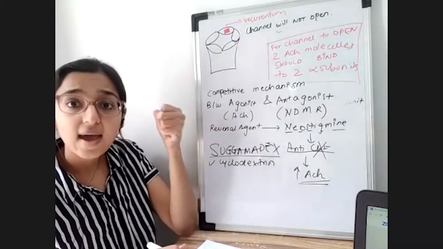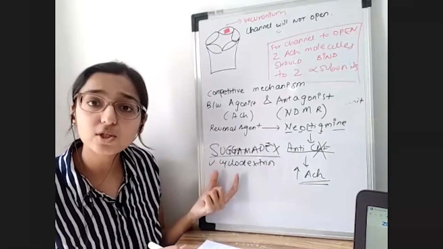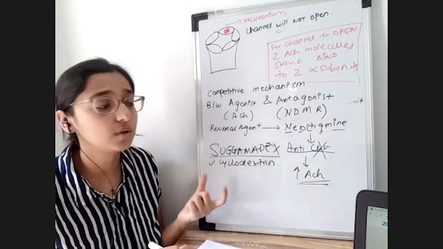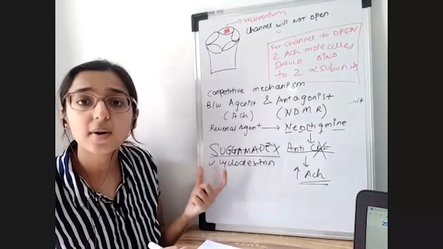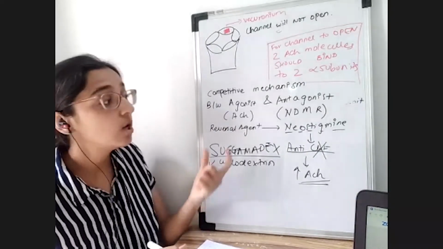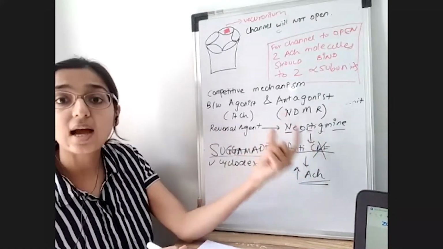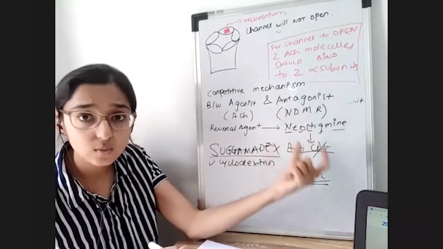All right. Hence, Sugamadex can be used immediately after inducing a case also, or when you've just given a relaxant to the patient. Within some time, you want to reverse the patient. Sugamadex is the drug you should be using. You should not be using neostigmine at that time when you have just used a relaxant.